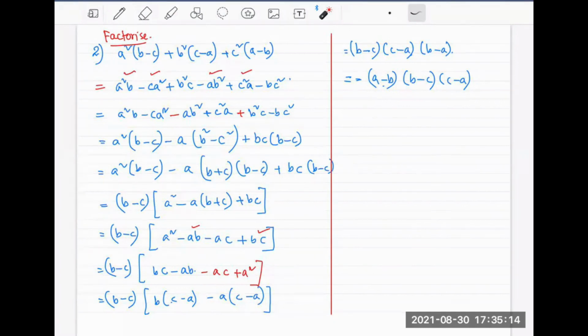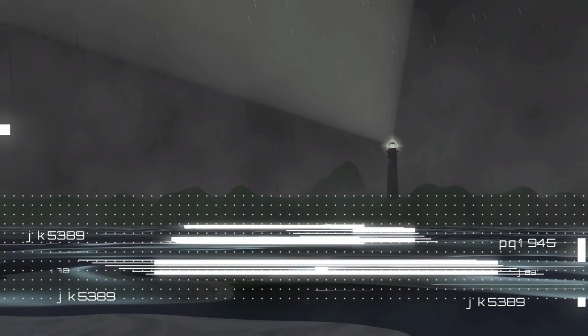Okay, let's finish for today. We will take up the remaining factorization tomorrow and the day after tomorrow.